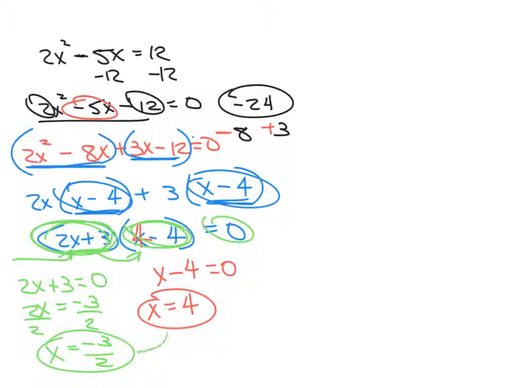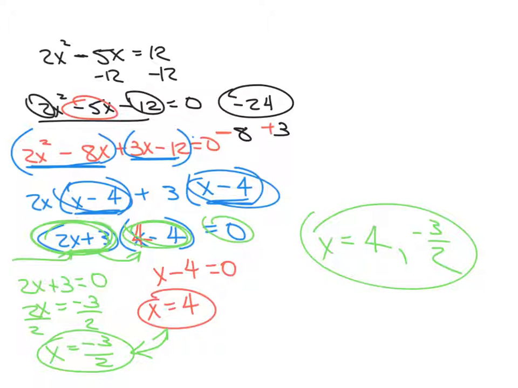So I get two answers. I get 4, and I get negative 3 halves. Either one of those numbers works, so x equals 4 or negative 3 halves. Those are my options for x. That's my solution. Either one of those numbers will make this a true statement.